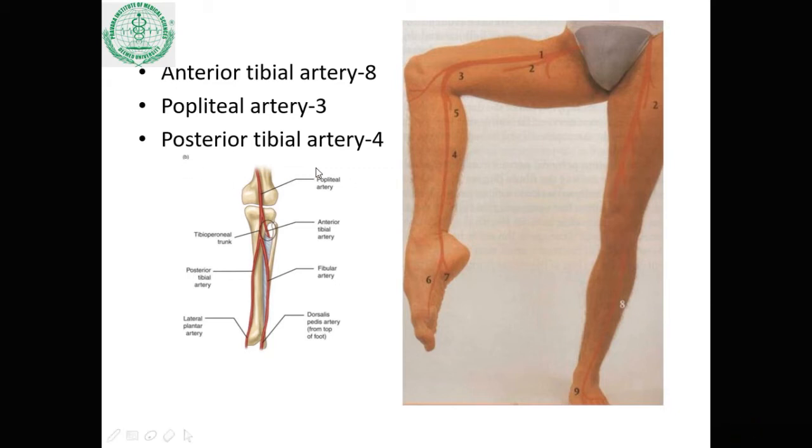Now for this posterior tibial artery, a point is made at the middle of the leg at the level of the neck of the fibula, and another point is made midway between the medial malleolus and the tendocalcaneus. So this will be your posterior tibial artery.